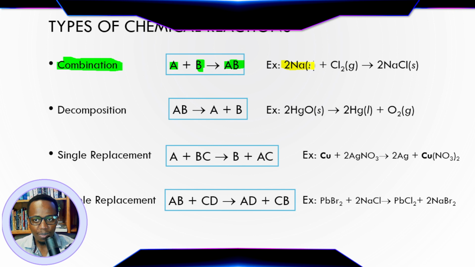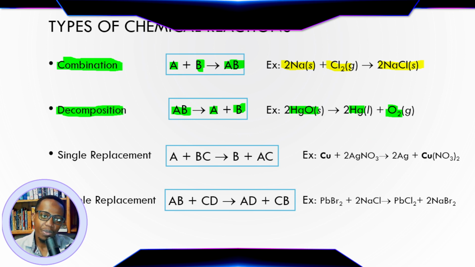All right. So I gave you an example here. Na plus Cl is equal to NaCl. And we'll talk about how to do that. The next one is decomposition. Decomposition is the opposite of combination. You start with 2 things that are bound together, and then you separate them. AB equals A plus B. An example is the one that we started with. You have HgO. This is mercury oxide, and then it gives you mercury and oxygen, right?